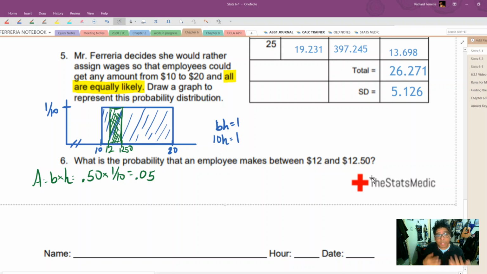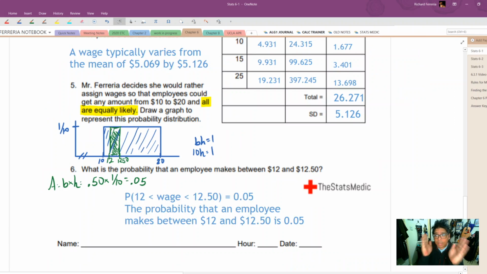Area of a rectangle is base times the height. And if we're going from 12 to 12.50, that means the base is 0.5. And we already found out that the height was 1/10. So 0.5 multiplied by 1/10 is 0.05. So in probability notation, we would say the probability that a wage is between 12 and 12.50 is 0.05, that the probability an employee makes between $12 and $12.50 is 0.05.